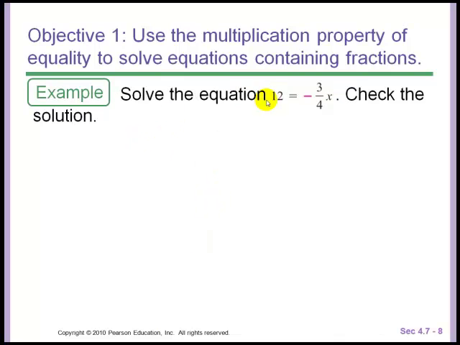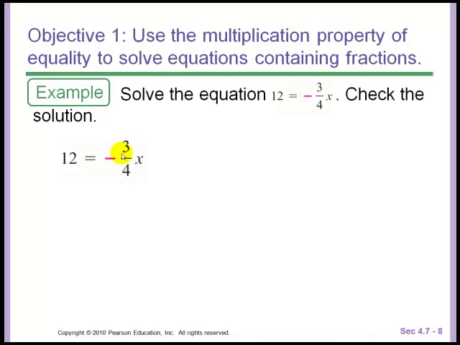Solve the equation 12 equals negative 3/4 x. Check the solution. Again, we're going to shortcut this process. We want to get the x by itself with a coefficient of positive 1. To do that, we're going to divide by its current coefficient, which is negative 3/4.